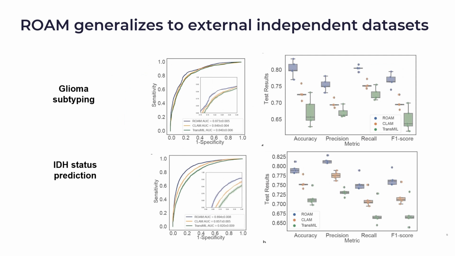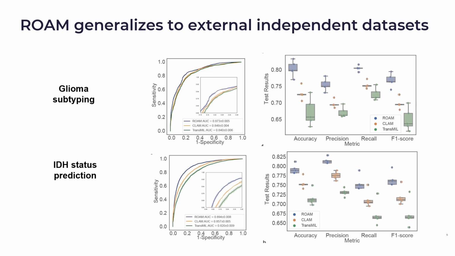Here, we present ROM's performance on an independent external test dataset. The dataset used here comes from TCGA, short for the Cancer Genome Atlas, comprising 618 whole slide images collected under different imaging conditions and from diverse institutions. This external dataset introduces additional challenges due to variations in slide processing and imaging equipment, which test the model's ability to generalize beyond the data it was trained on.